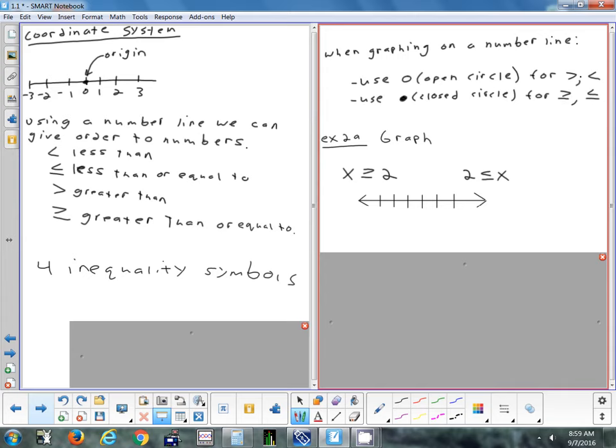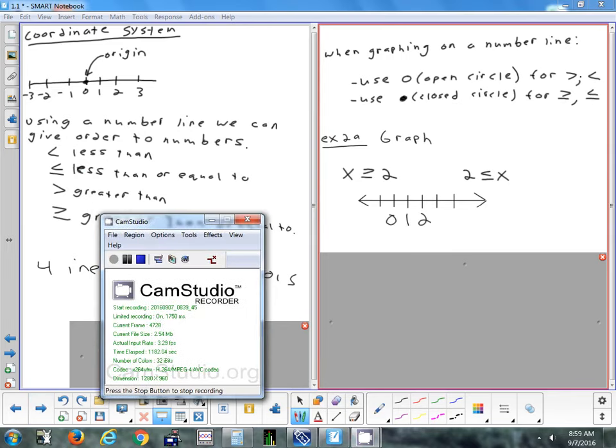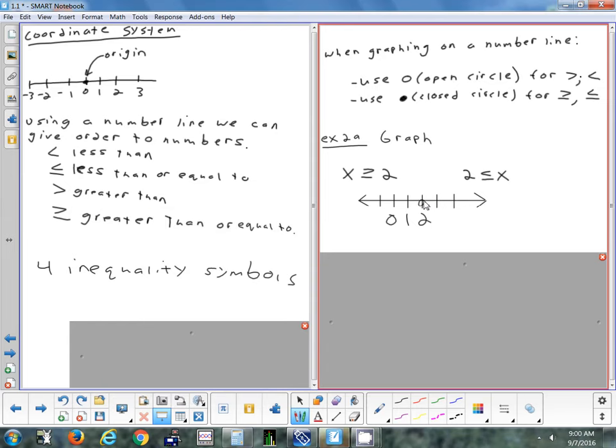Okay, so we'll take a look at graphing example 2a. What kind of circle am I going to need right there? All right, so we're looking at graphing x is greater than or equal to 2. Is this going to be an open circle or a closed circle on 2? Yeah, because it's got the equal to under it. Equal to means use a closed circle.